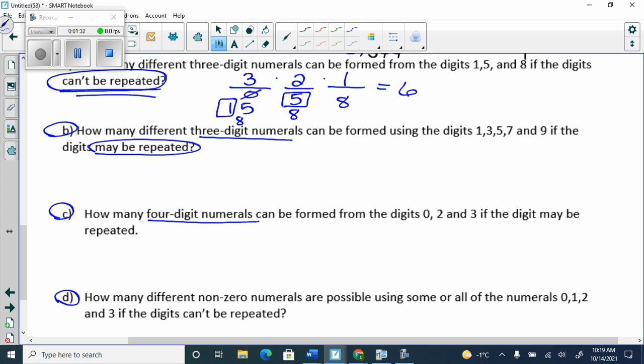B says, how many different 3-digit numerals can be formed from 1, 3, 5, 7, 9 if the digits can be repeated? So if it's a 3-digit numeral, I have to have 3 blanks. I can't have a 0 at the front. Didn't give me an option of 0 anyways. And then I have 1, 3, 5, 7, 9, which is 5 options. Now it says may be repeated. So do I box and hold one? No, because I can repeat them. So I have 5 for this one.